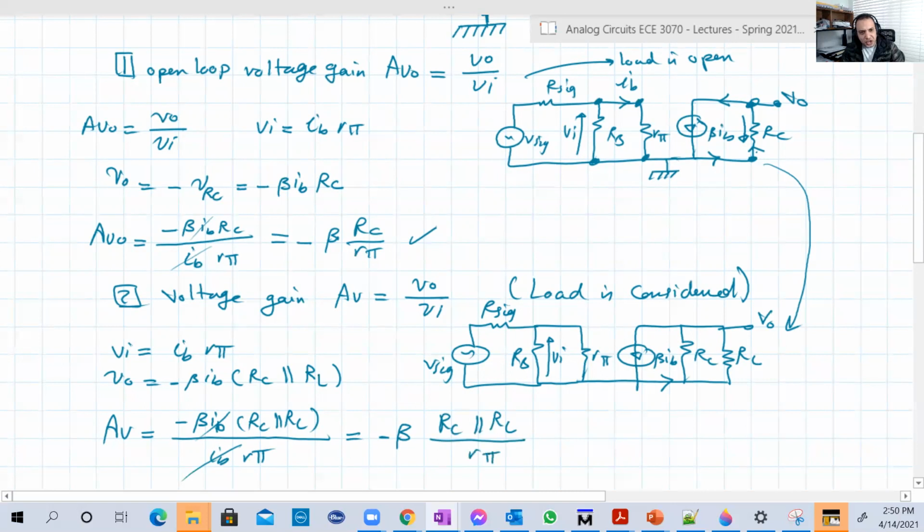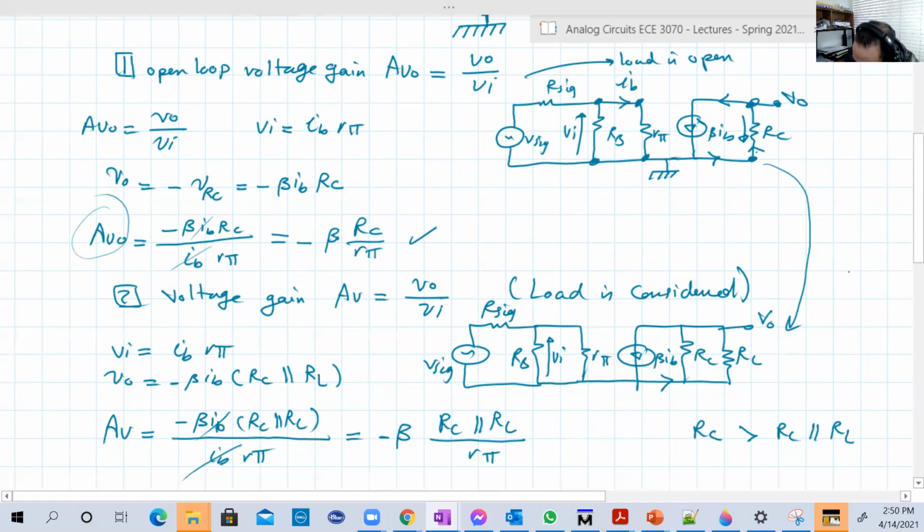Before we continue, we should stop here for a moment and compare which is bigger, AV naught or AV. Apparently, it's AV naught. Why? Because RC is greater than RC parallel RL. When we take the parallel combination of any two resistors, the resultant will be smaller than the smallest.